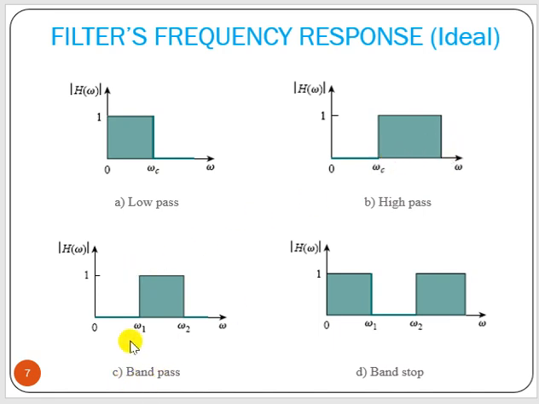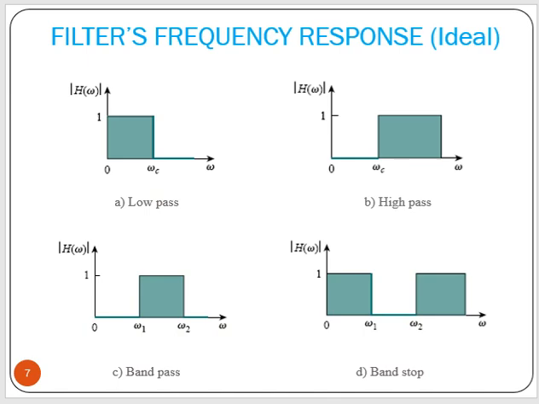Now a band pass filter is nothing but it will pass the frequencies within the range omega 2 minus omega 1. This range it passes, and others it stops. For a band stop, within the range omega 1 to omega 2, it stops, and it passes the other range of frequencies. So what we can see here is that in low pass and high pass, we have one pass band and one stop band. In case of a band pass filter, we have one pass band and two stop bands, and in case of a band stop filter, we have two pass bands and one stop band.